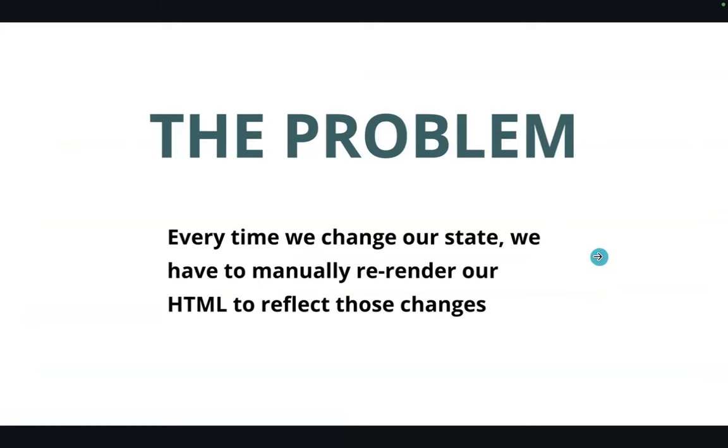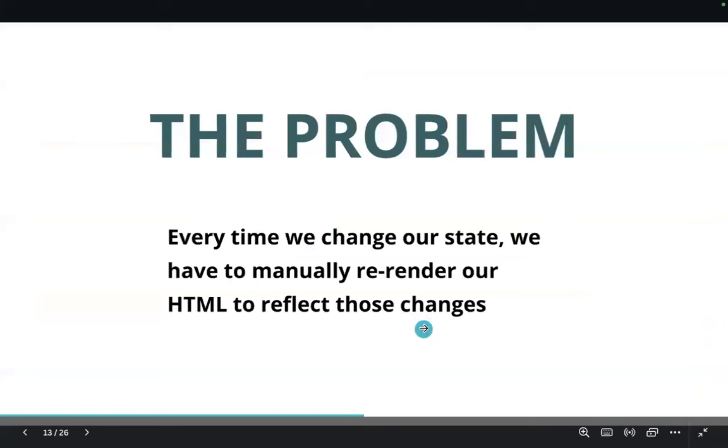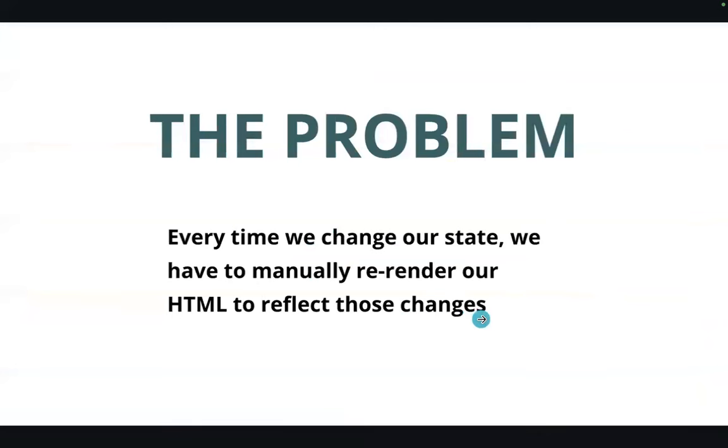So the problem with that is every time we change our state, we have to manually re-render our HTML to reflect those changes, which basically means, if you have a really big app, you have to rely on anytime someone changes state in the JavaScript, you have to remember to re-render the HTML. And it can just get really unruly and confusing. It would be nice if there was a way to have your HTML automatically re-render to reflect changes in your JavaScript state.